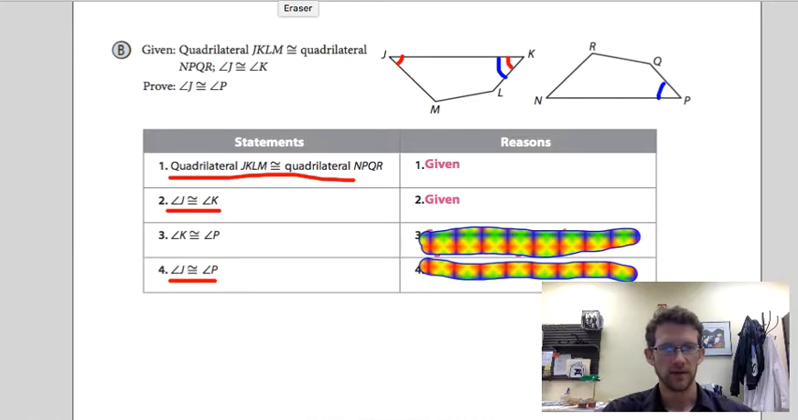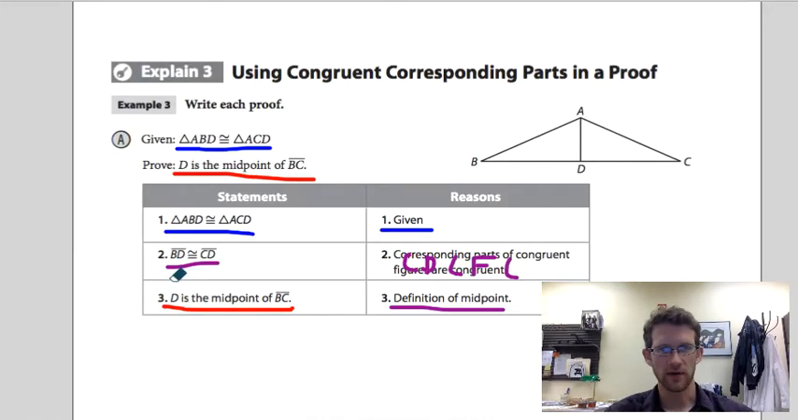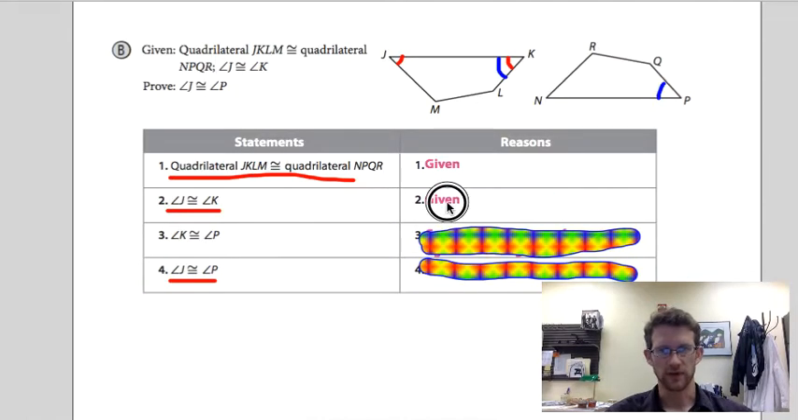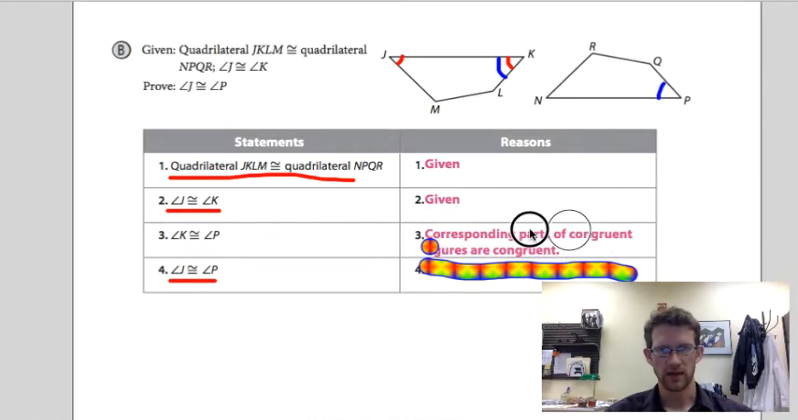Well, how did we know back here that side BD was congruent to CD? Corresponding parts of congruent figures are congruent. Hey, look at that. Okay, once we know corresponding parts of congruent figures are congruent, we can say that angle K is congruent to angle P. So that's the blue angles. So the red angles were given as congruent. The blue angles are given as congruent. So how in the world could we say that angle J is congruent to angle P?